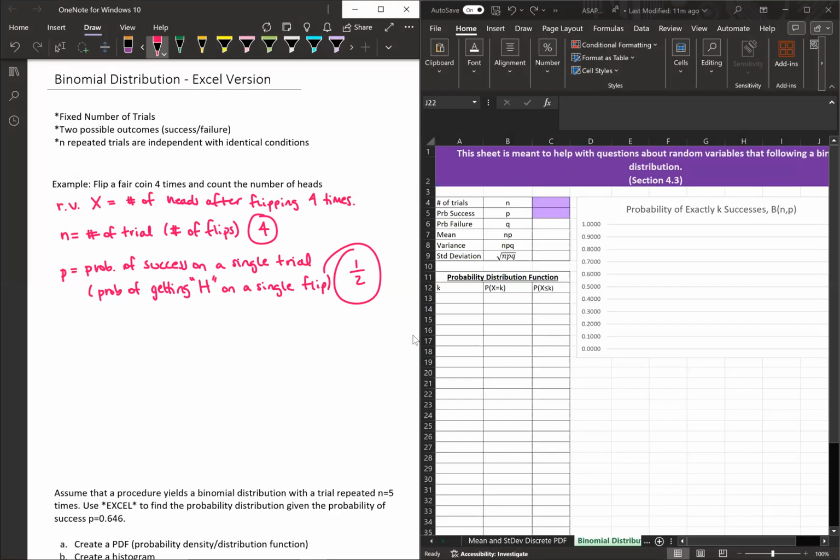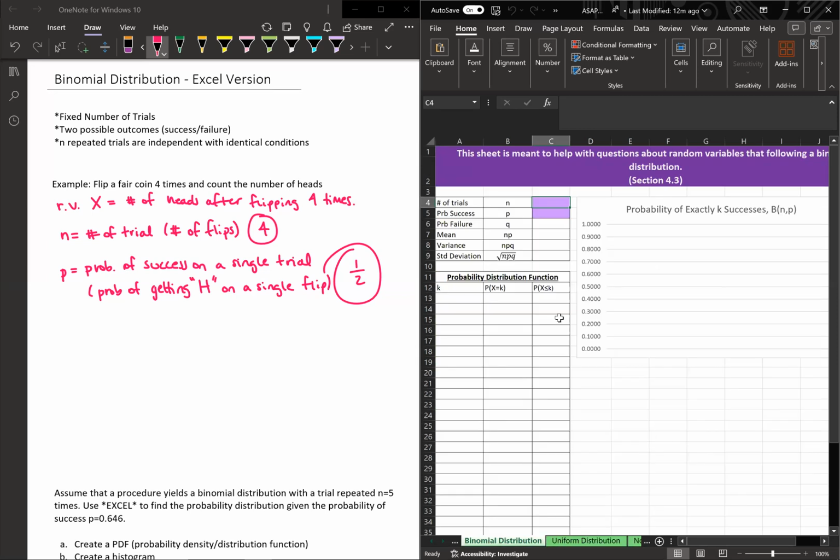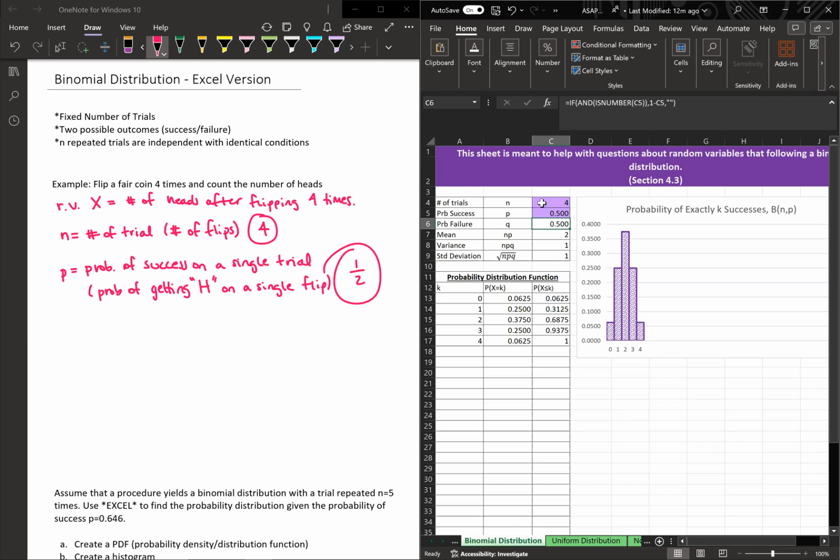So now what we can do is we can actually go ahead and put this into Excel. So here I am in the distributions Excel workbook, and there are a bunch of tabs on the bottom. So you may have already seen the PDF for discrete random variables, and right next to that is going to be binomial distribution. So the number of trials was 4, hit enter. The probability of success was 1 out of 2, hit enter. And please make sure to only enter values in the highlighted purple areas.